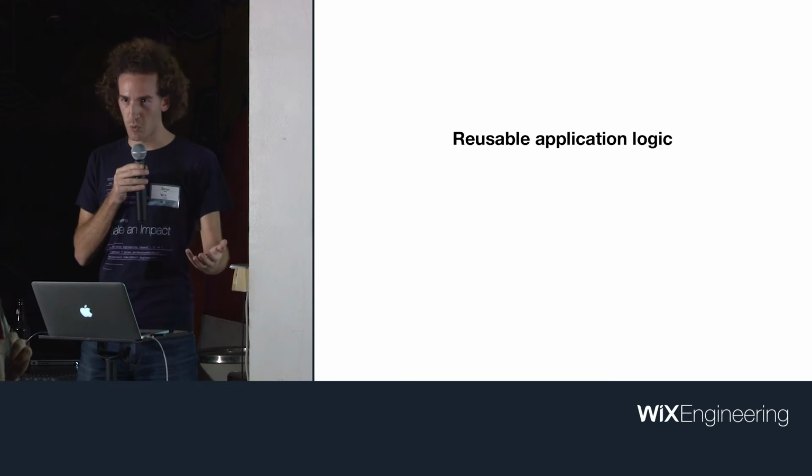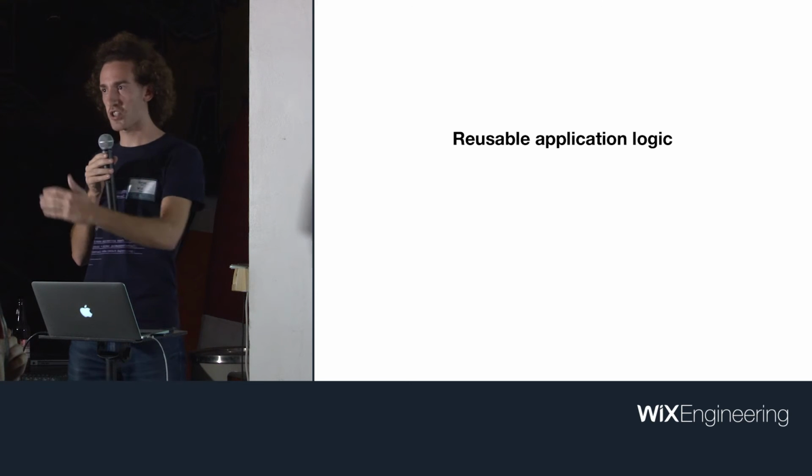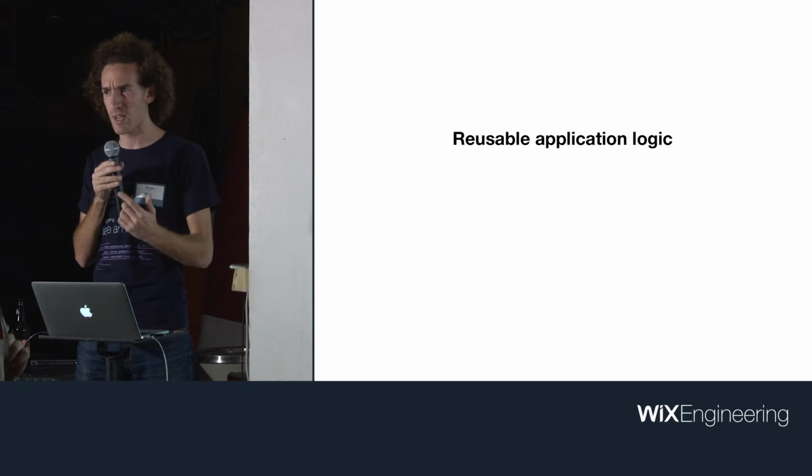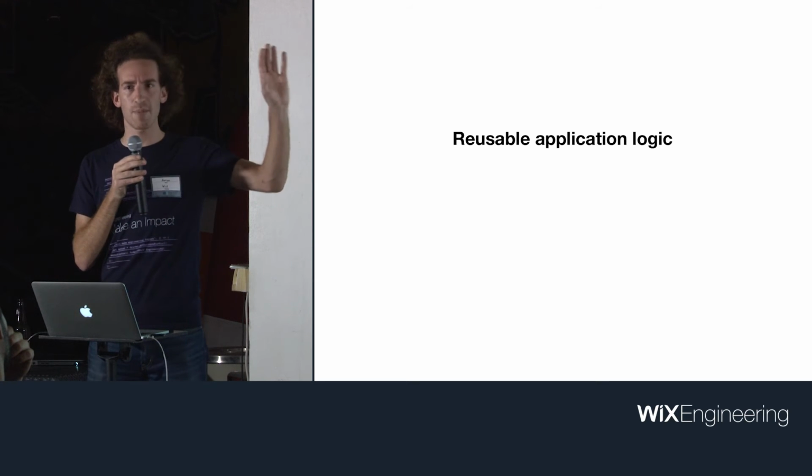Number one, reusable application logic, just like we said. Application logic should be reusable. Think about it from the beginning. This line of code that I'm writing, is this specific to Android, to iOS, or is this general? Should this be in a separate function somewhere?